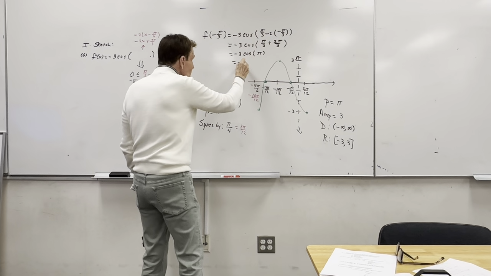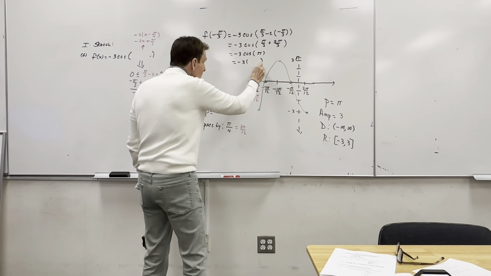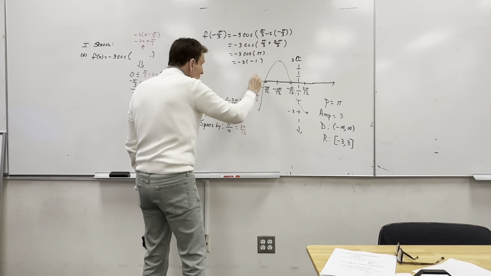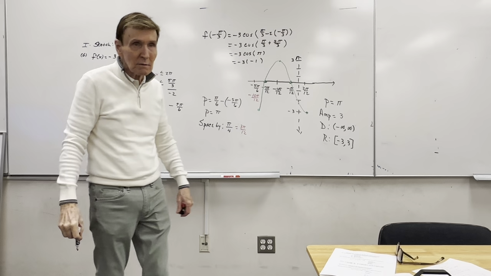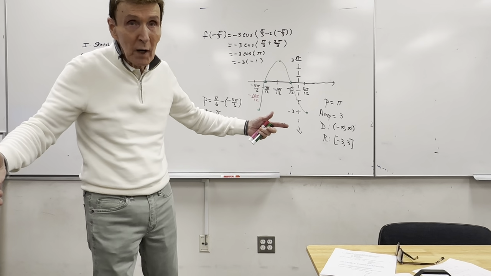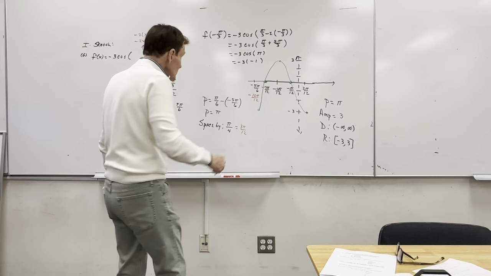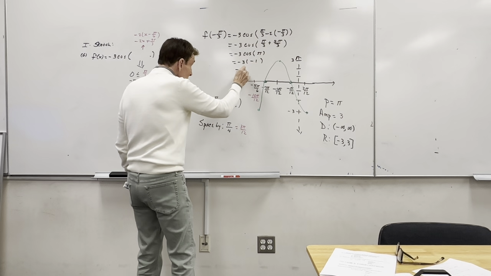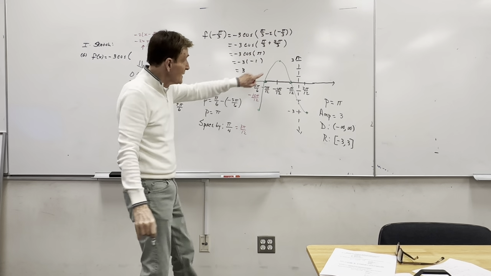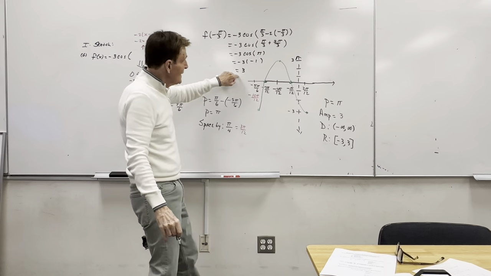Cosine of pi from the unit circle is? One. Or, sorry, -1. Is the x-coordinate at pi on the unit circle -1? Yeah. If it is, then a negative times a negative gives me +3, it agrees with the graph. I feel good.